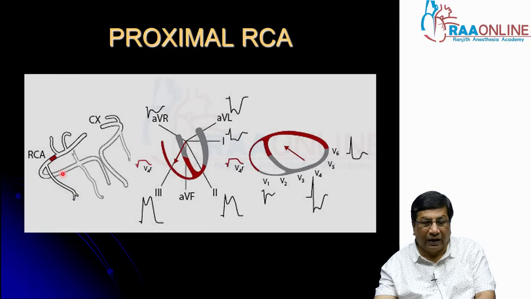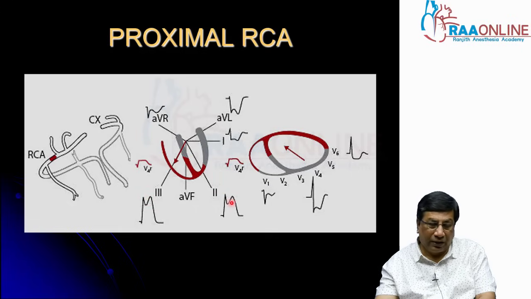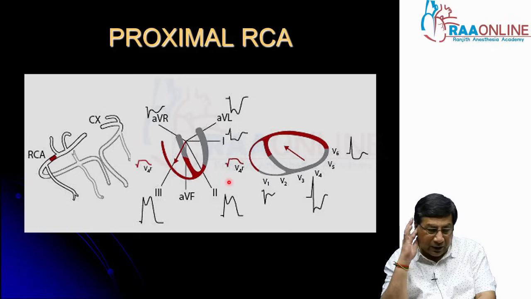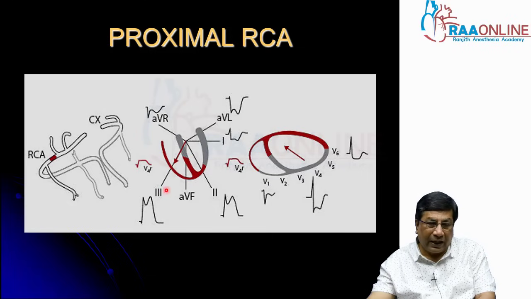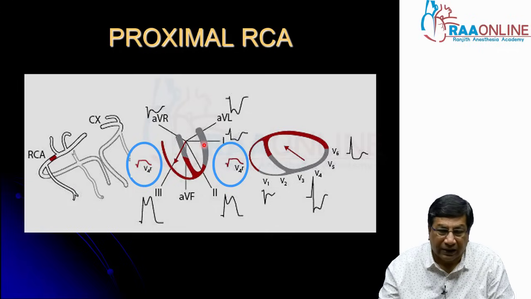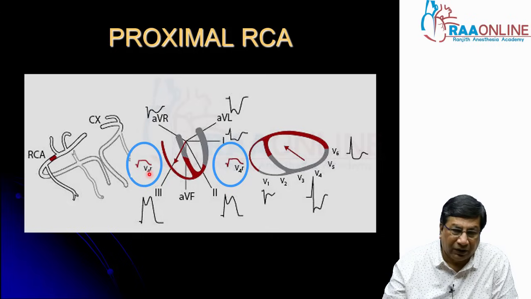That means you will not only have inferior wall infarction in terms of ST elevation in L2, L3, AVF, with L3 more than L2, which will locate your right coronary artery. Whereas if you have additional right ventricular infarction shown by ST elevation in lead V4r, it indicates that you have a proximal RCA lesion, proximal to the right ventricular branch. Because of that, you have the right ventricular infarction. So inferior wall infarction plus right ventricular infarction indicates a right coronary lesion, a proximal right coronary lesion.